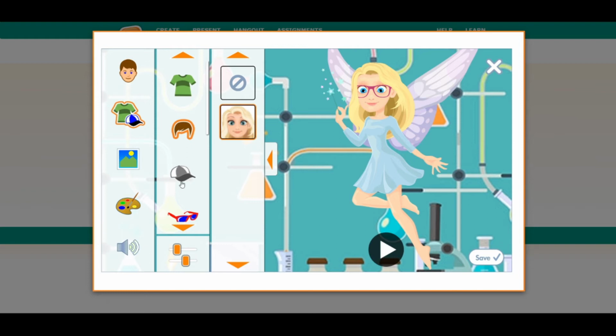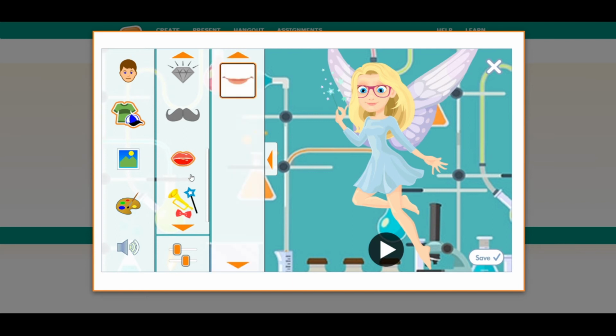I can't give her a hat because she doesn't have that option, but other characters do. I can choose if I want her to have glasses or not. I'm gonna keep the glasses. This diamond right here is jewelry, like necklaces. She doesn't have the option to have necklaces, so I can't click on that. And she can't have a mustache or any sort of facial hair.